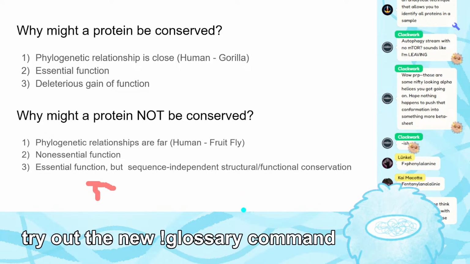So those are a couple of different ways that we can think about the nature of molecular conservation or protein conservation.